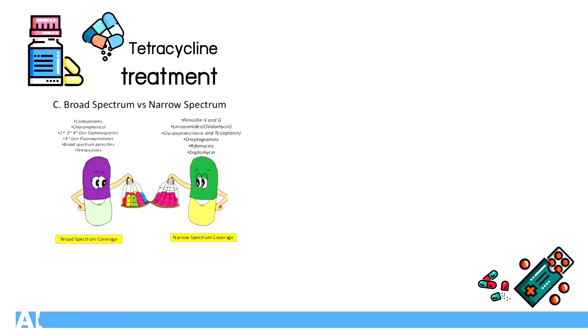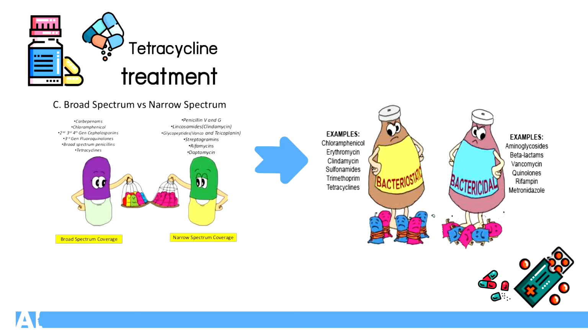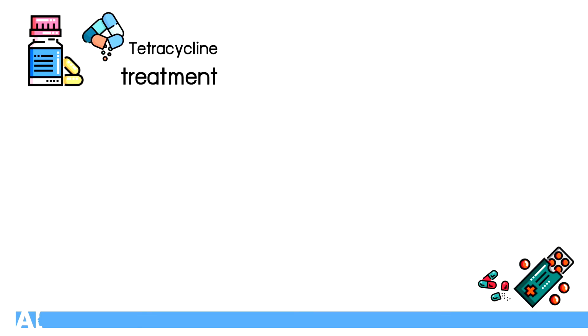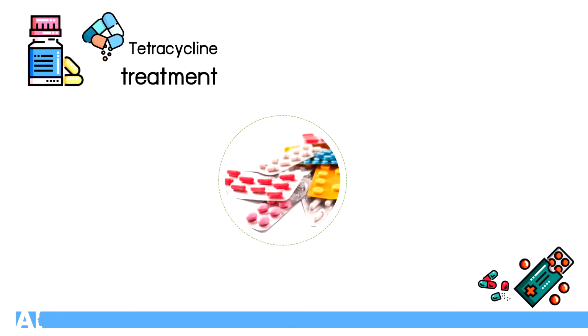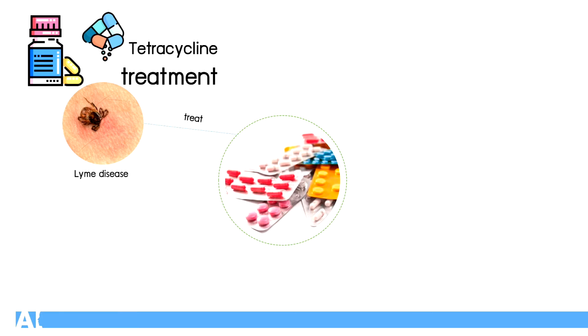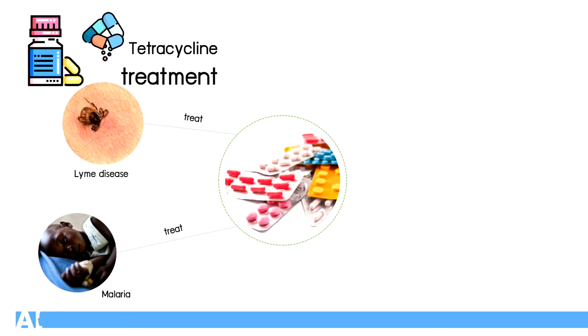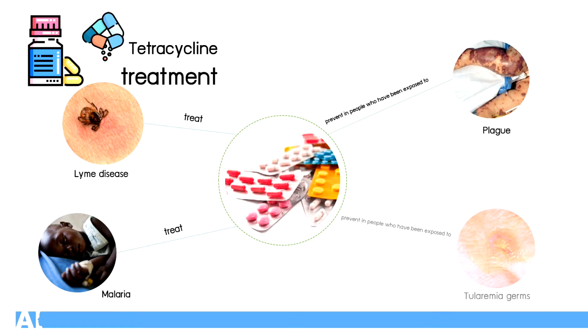Tetracycline has the broadest spectrum of activity on gram-positive, gram-negative, and atypical bacteria. They are inhibitors of growth rather than killers of the infectious agent and are only effective against multiplying microorganisms. Tetracycline is also sometimes used to treat Lyme disease and malaria, and to prevent plague and tularemia in people who have been exposed to plague or tularemia germs.